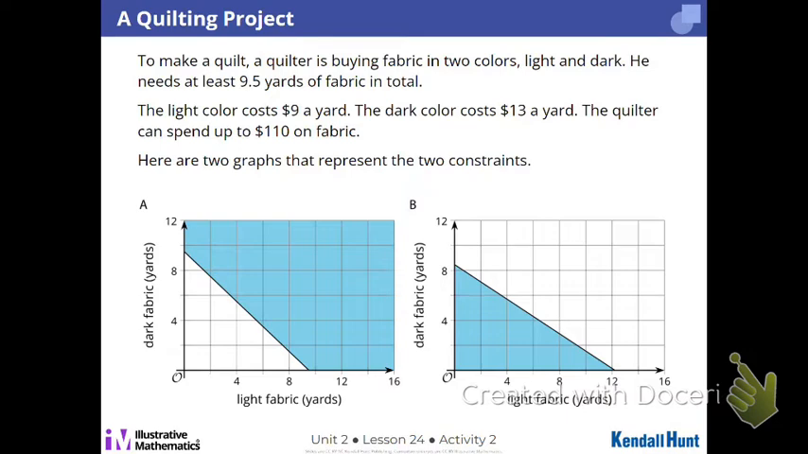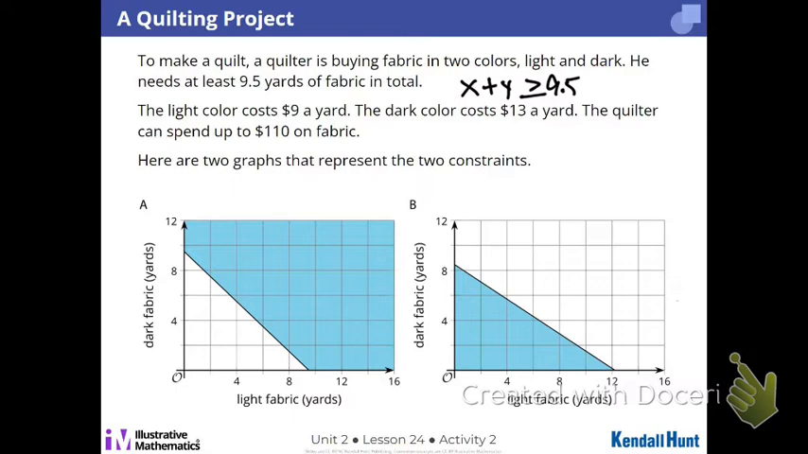All right, let's collect your constraints. Who's got the yardage constraint for me? Evan: L plus D is bigger than or equal to 9.5. I'm going to do X plus Y just because I see it labeled on the graph, but you're good. It needs to be greater than or equal to 9.5. That says I need at least 9.5 yards.